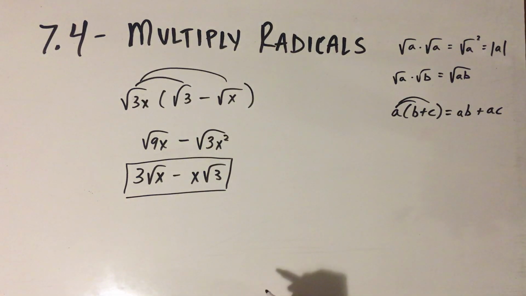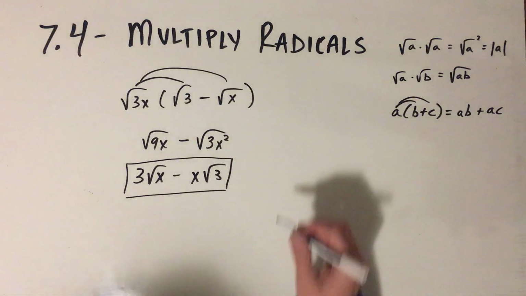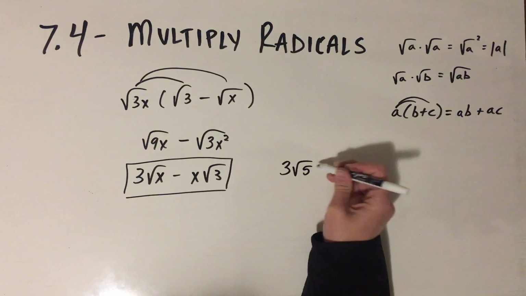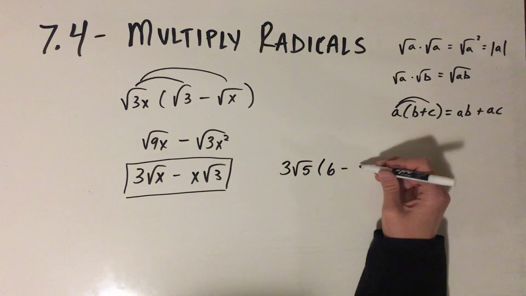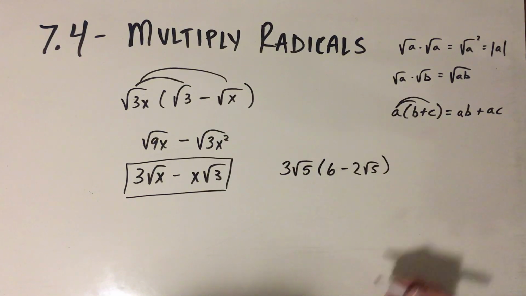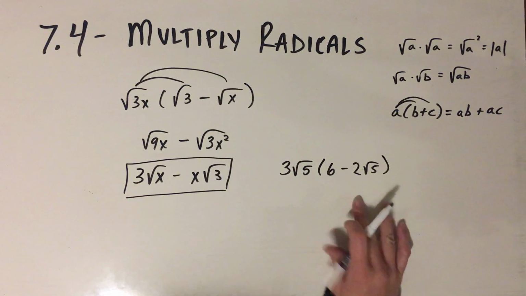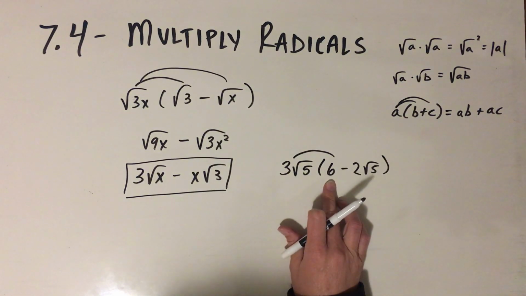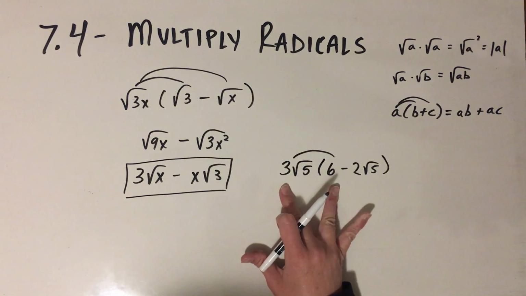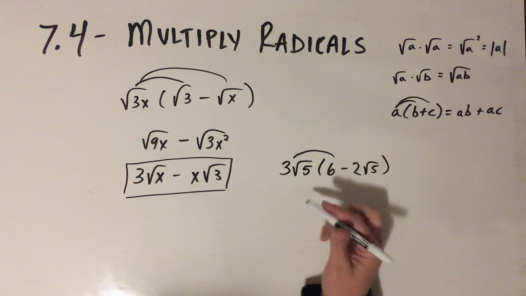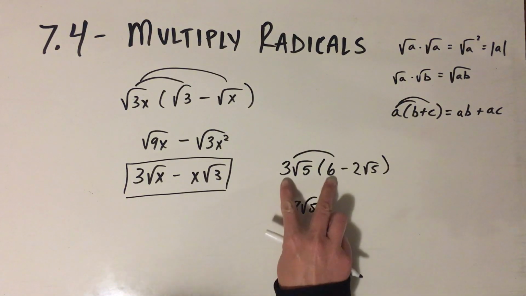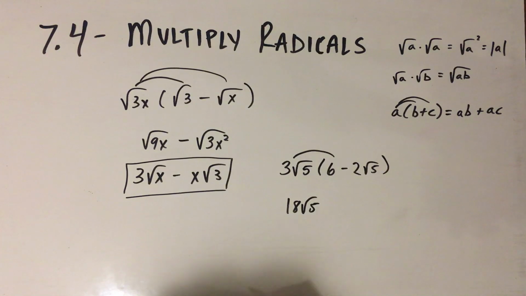Okay, well, what if I have something on the inside and the outside when I'm trying to distribute? So say like I had 3 root 5 times 6 minus 2 root 5. Well, if I'm going to multiply these together, what am I actually multiplying together? Well, 6 is 6 and 3 is 3. So 3 times 6, they're both on the outside, or they're both whole numbers. So I'm just going to literally multiply them together. So 3 times 6 is going to give me 18. But I'm still multiplying by the square root of 5. So the first terms here multiplied together are going to give me 18 square roots of 5.